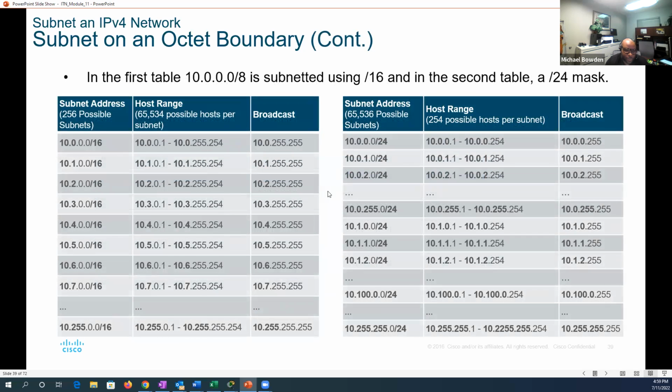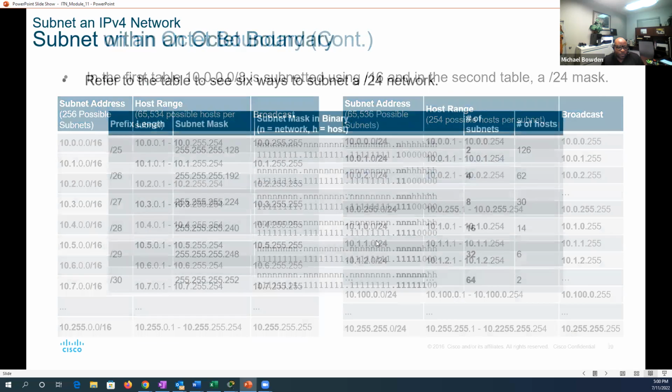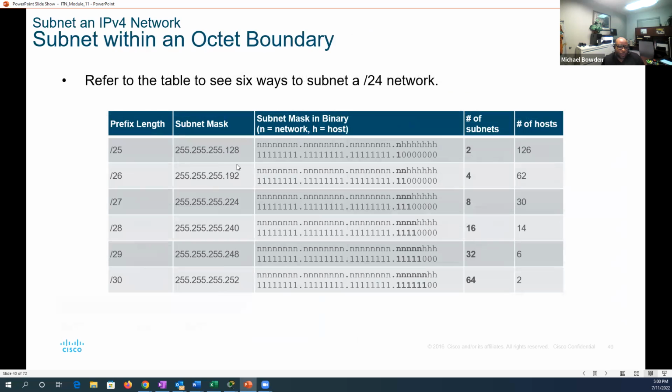Then it also goes on to show the tables subnetted from a /8 to a /16, and also using the /24 mask here. Then it shows the table of the 6 ways to subnet a /24 network.